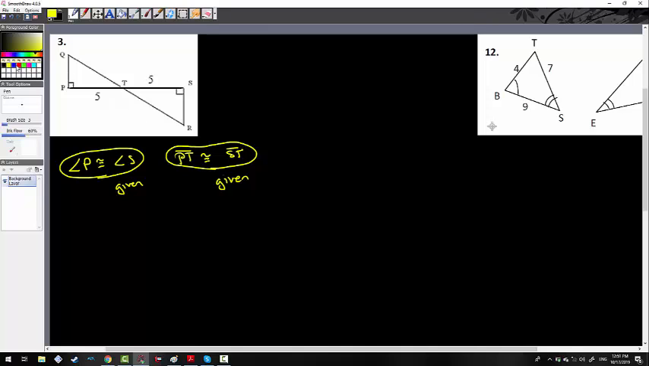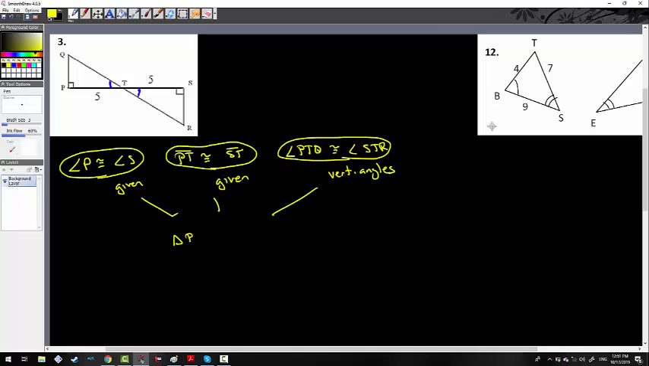Now, the last piece of information I'm going to have to kind of extrapolate. This angle here and this angle here, I have a sneaking suspicion that they are congruent. I can say that angle PTQ is congruent to angle STR. Now, why can I say that? Well, our good old buddy vertical angles comes back and allows me to say it. So, based on that, I can then say that triangle PTQ is congruent to triangle STR. And the reason why I have that is because I've got an angle, a side, and an angle. That sounds like ASA to me. And that wraps it up for number 3.